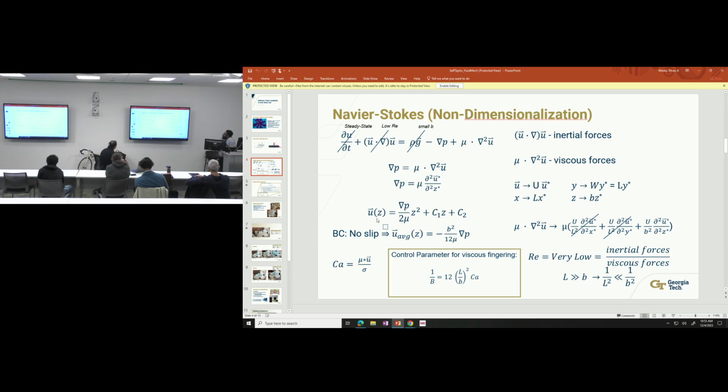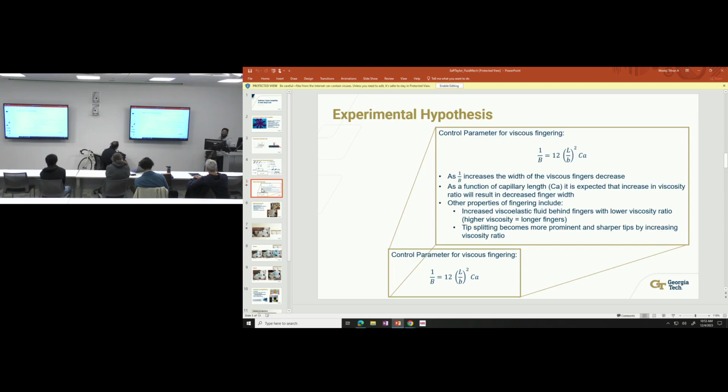Yeah, no problem. So anyway, all of that leads to a control parameter that's based off of the capillary number. And with that, we are able to determine some information. As that control parameter increases, the width of the viscous fingers decreases. And so as a function of the capillary length, it is expected that the increase in viscosity ratio will result in decreasing width of those fingers.